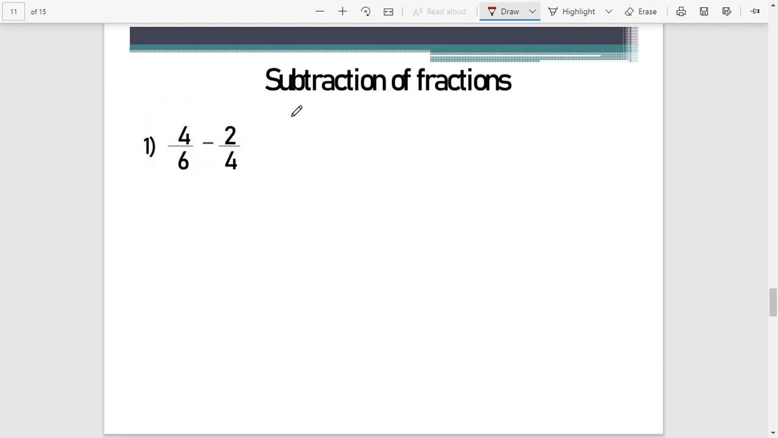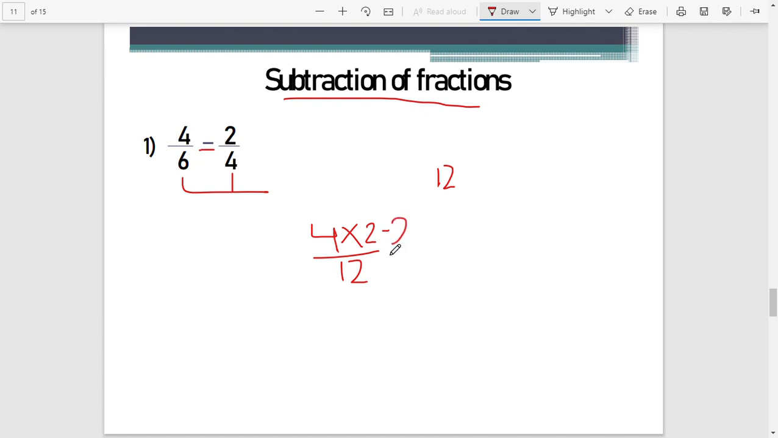Now we will talk about how to do subtraction. Simply find the LCM of the denominators 6 and 4, which is 12. We will write 12 in the denominator. 4 upon 6 is the first fraction. 4 is the numerator, so we will write the numerator as it is. And 6, how many times 12? 2. Minus sign, because we have to do subtraction.